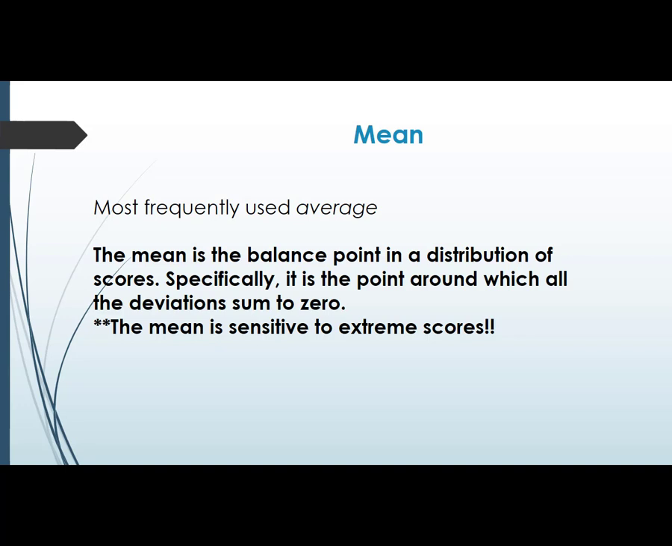Mean is the most frequently used average. The mean is the balance point in a distribution of scores. Specifically, it's a point around which all deviations sum to 0. Remember, if your deviations do not sum to 0, go back and check your mean. The mean is extremely sensitive to extreme scores. So if you have an extremely high score or extremely low score and the rest are all similar, it's going to throw it off.